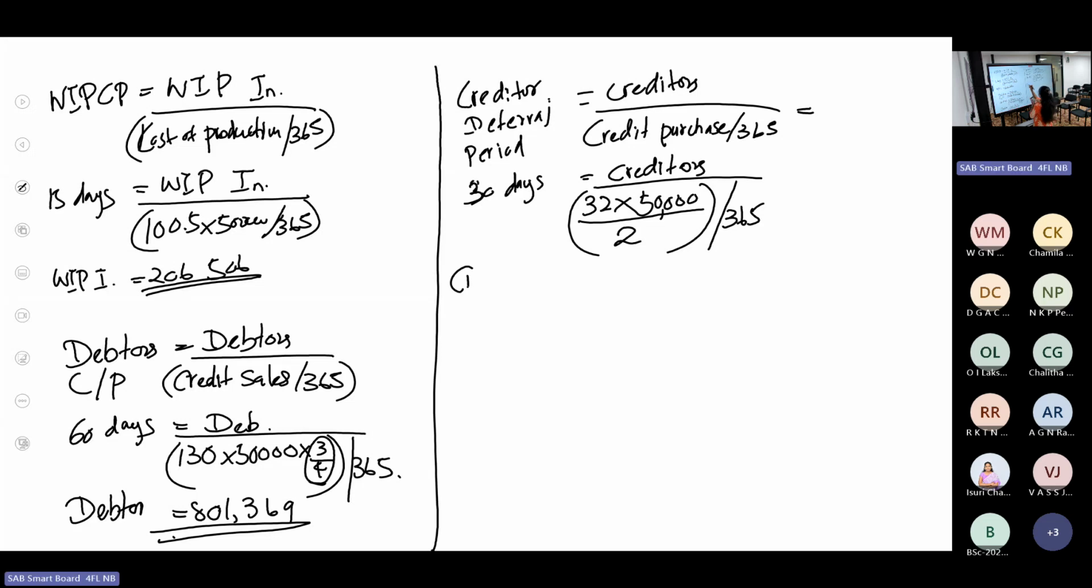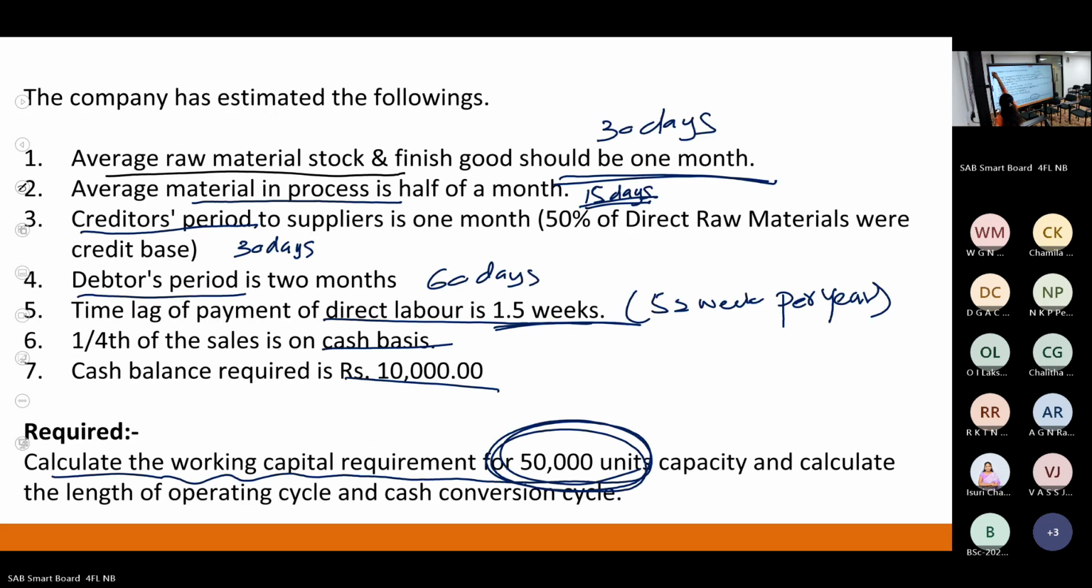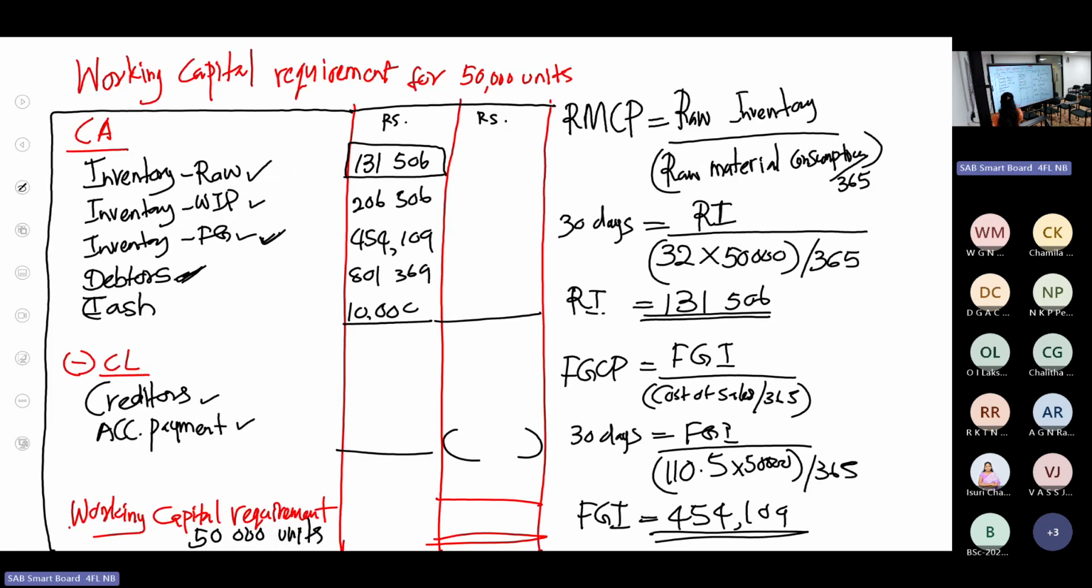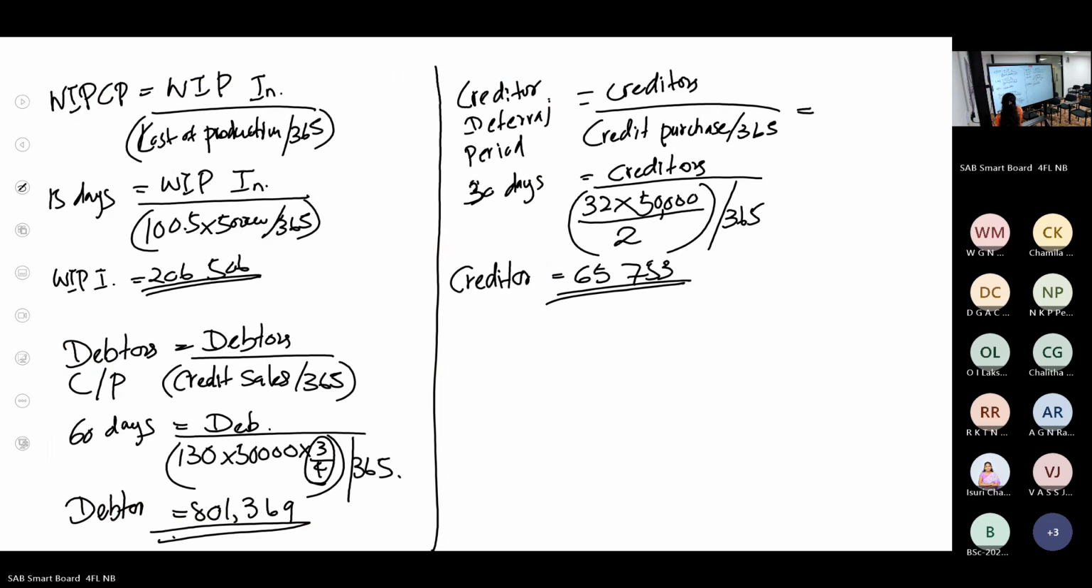Creditor balance is 65,753. If you want, you can take the decimals as well, right? Write the creditor balance there, 65,753. The last one, accrued payment, right? Accrued payment.